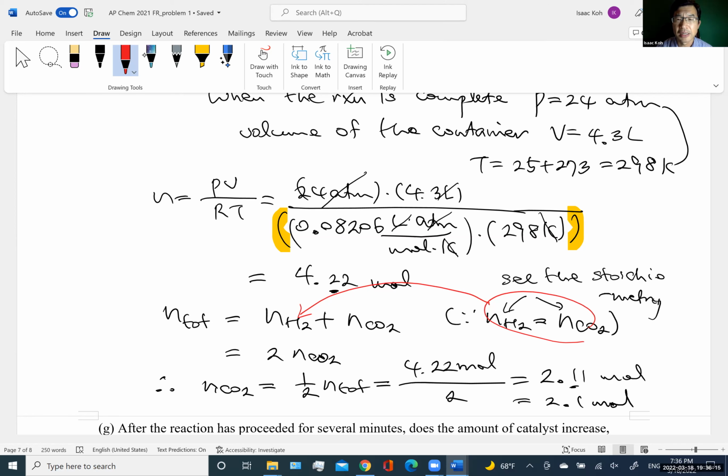Finally, let's think about sig figs. We need to represent the final answer with 2 sig figs. So let's drop 1 here. The final answer is 2.1 mole. That will be the final answer.